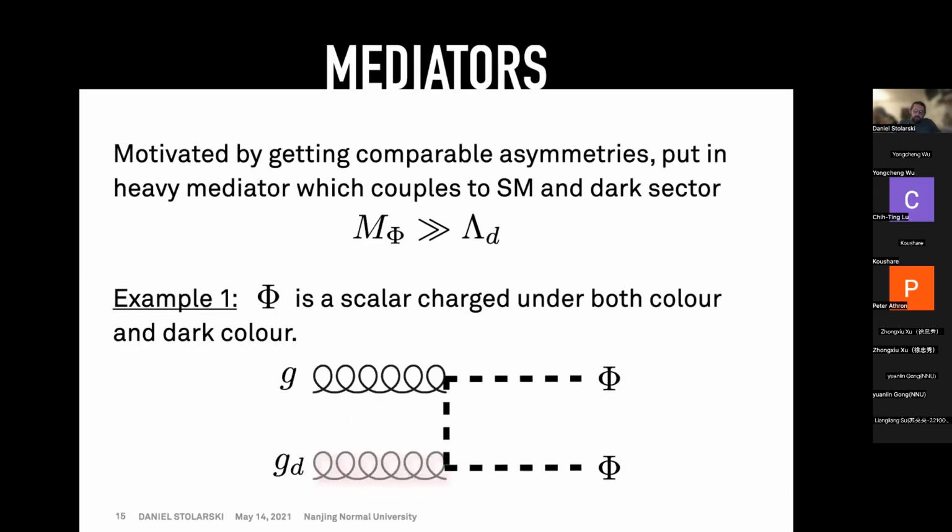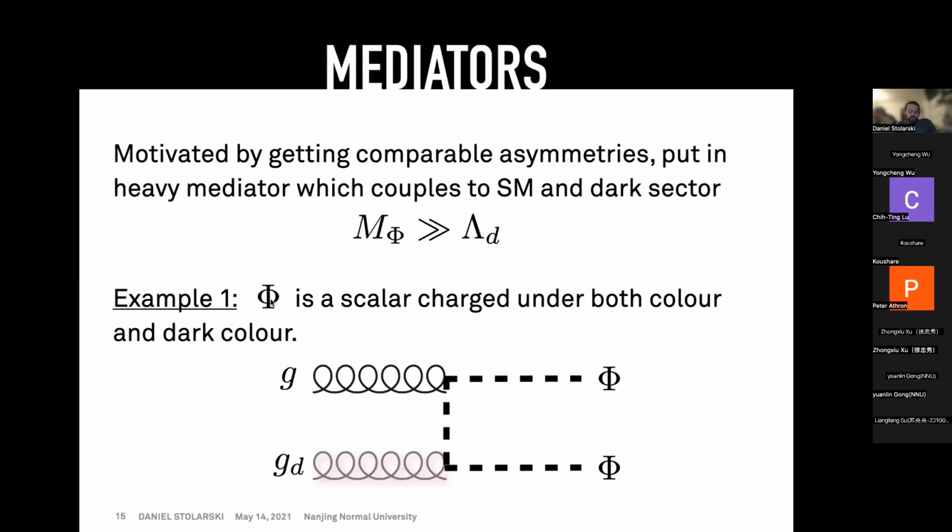And then the mediator, right? So I briefly mentioned a possible scalar mediator. So we'll take the mediator to be heavy compared to the confinement scale. And it will be something that couples to the standard model and to the dark sector. And so that way we can produce the dark sector via this mediator.